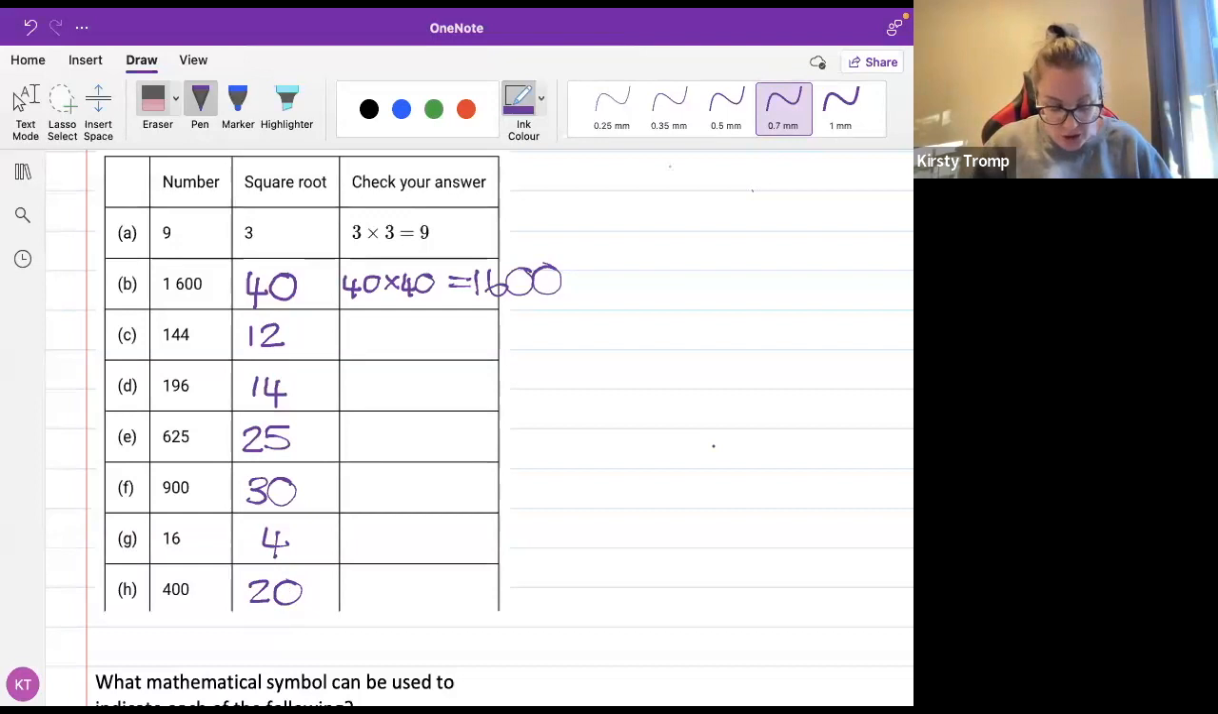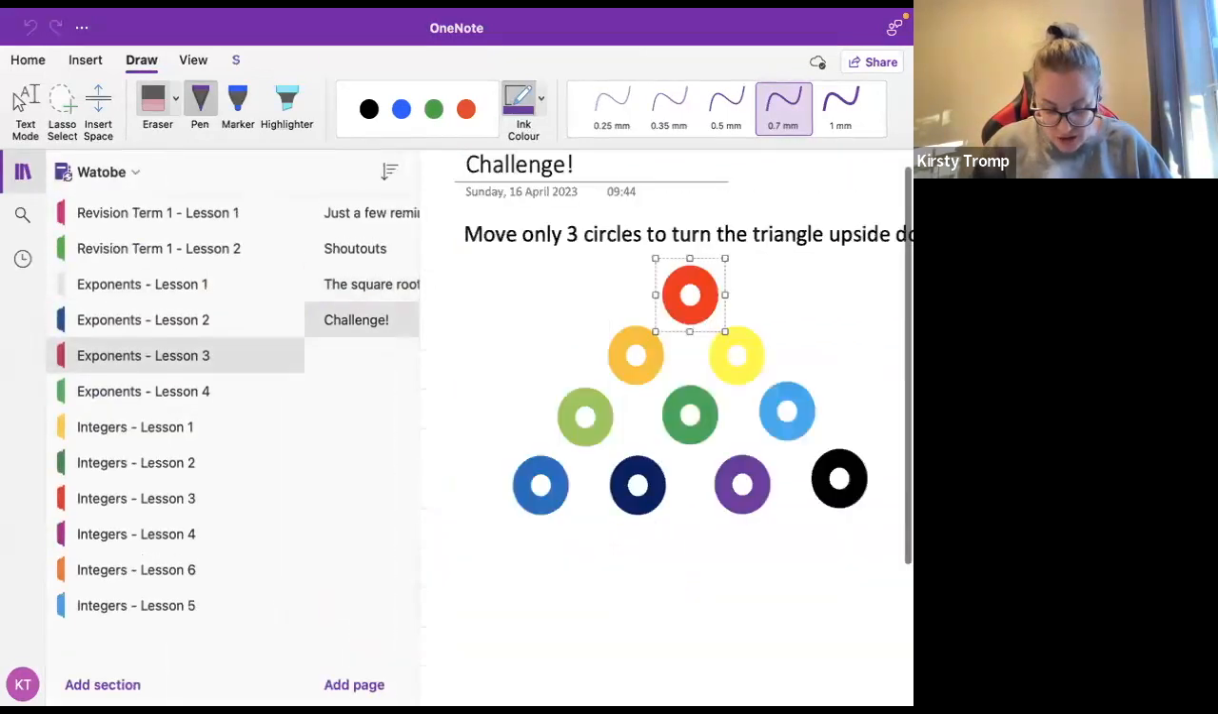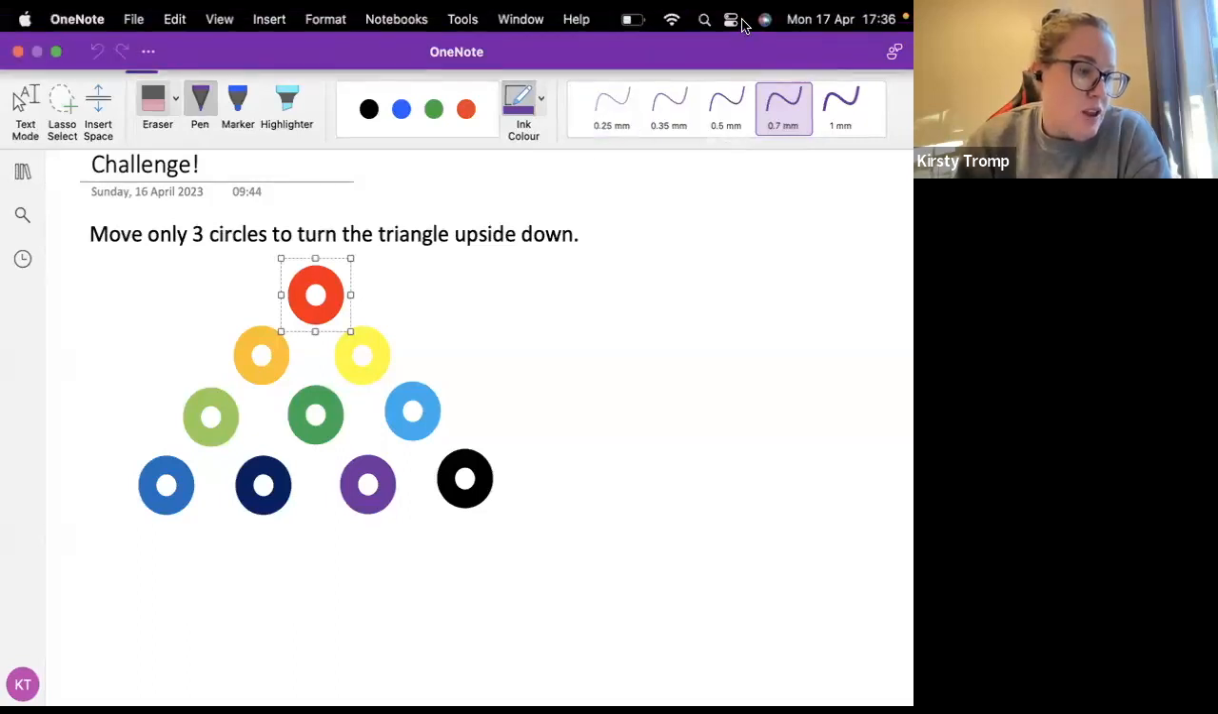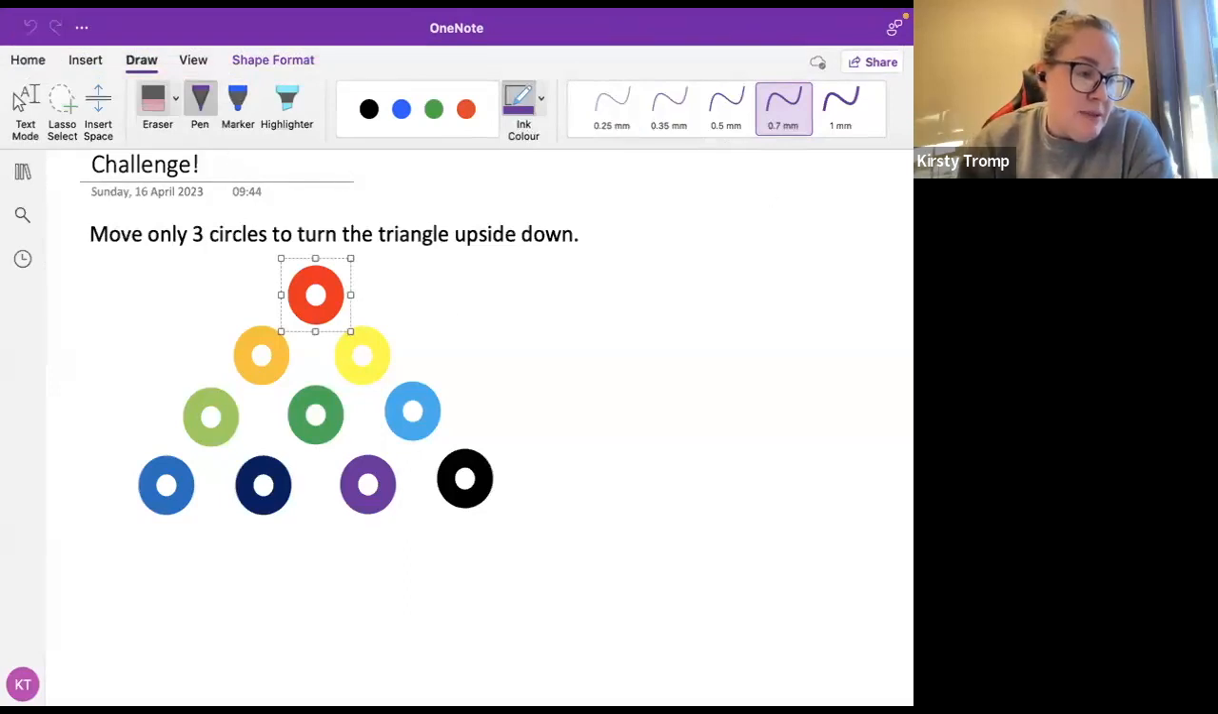Okay, I definitely think we need a bit of a brain break now. While you are trying my brain break challenge, I'm going to answer some more questions. The challenge says, move only 3 circles to turn this triangle upside down. You'll see there's a whole lot of different colored triangles there. You need to move 3 of those circles so that the triangle is upside down. So it goes from being the one way around to being the other way around. In the meantime, I'm going to go on to 2 more questions, and then we're going to finish off the last bit of our lesson for today.